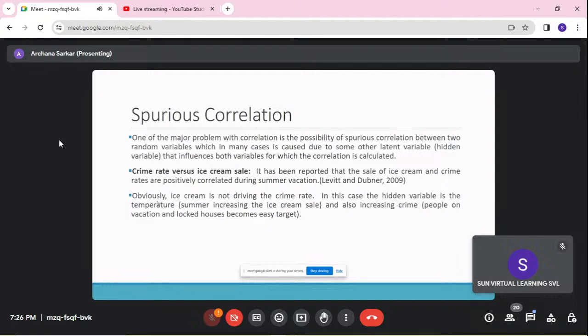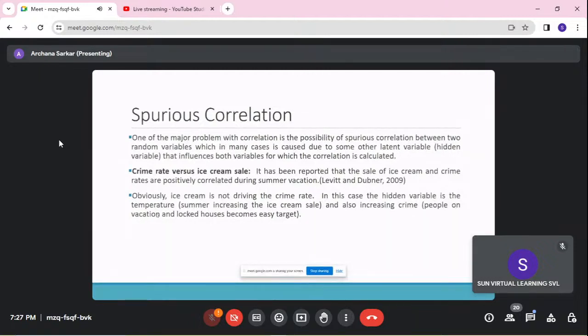The ice cream is not driving the crime rate. In this case, the hidden variable is the temperature, because in summer, what happens? In summer the temperature is high, so most people eat ice cream. Also, in summer there is an increase in crime rate because people go on vacation and locked houses become an easy target. So here, what is our hidden variable? The temperature or the summer vacation is the hidden variable.